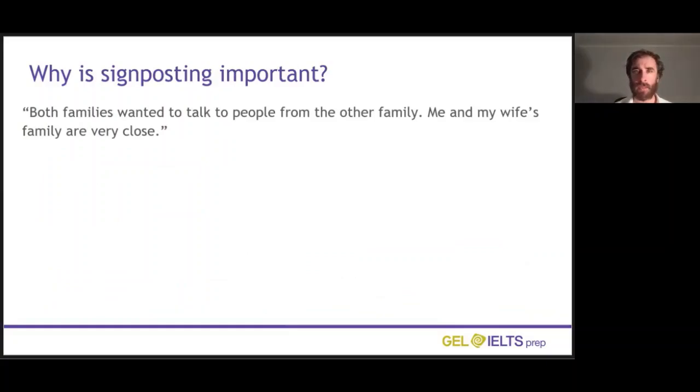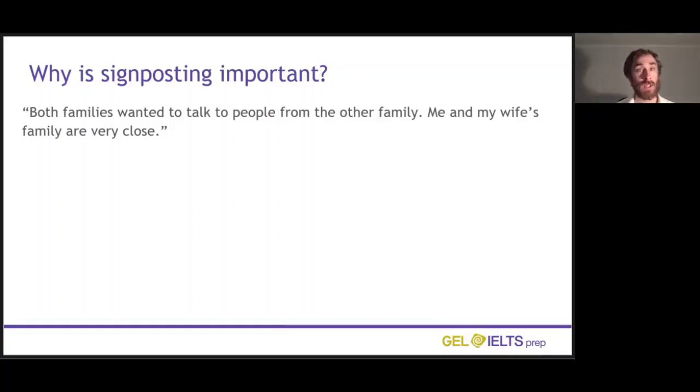So why is signposting so important? Well, without signposting, it can be difficult to know what somebody is actually trying to say. Let's look at this example sentence. It comes from a student in part 2 speaking about a wedding.